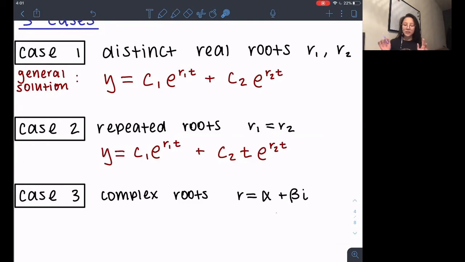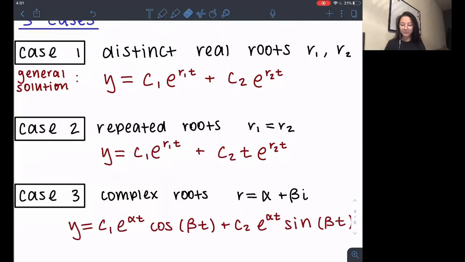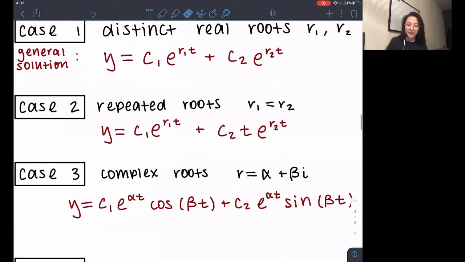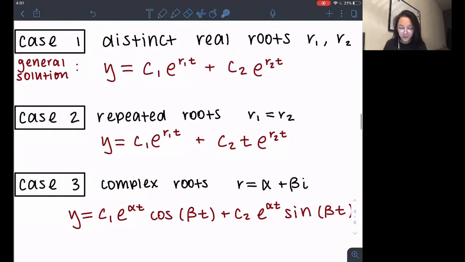They need to be linearly independent. And last but not least, the complex root general solution is very long. So you'll see that we have a cosine in here and a sine, and then we have alpha and beta, which comes from this r. All right, so let's do examples.